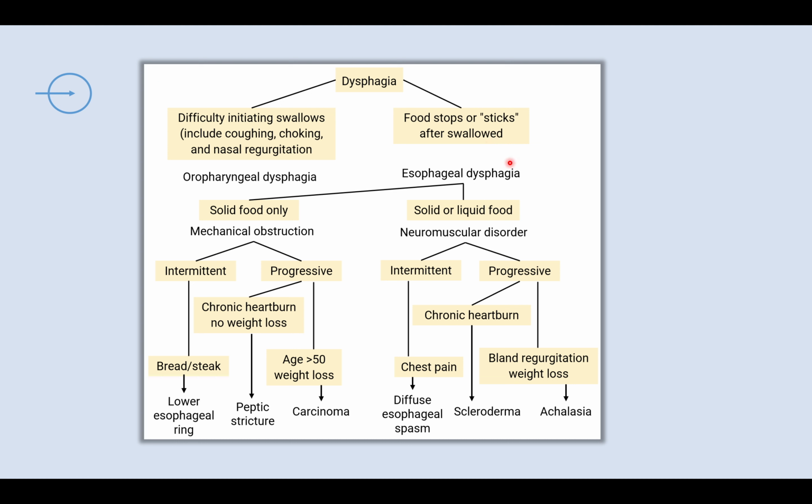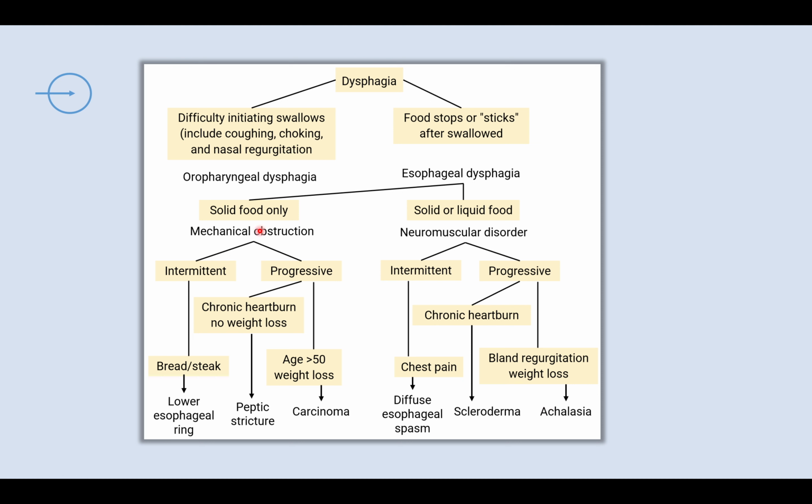And in esophageal dysphagia, we ask whether it's only solid or both solid and liquid. As I mentioned from the beginning, if it's both solid and liquid, it will be a neuromuscular or motor disorder, in which it could be either intermittent or progressive. If it's intermittent, it may cause chest pain, causing diffuse esophageal spasm. If it's progressive with chronic heartburn, then scleroderma. If it's bland regurgitation with weight loss, it's achalasia. So this is the flow chart for esophageal dysphagia in motor dysphagia.